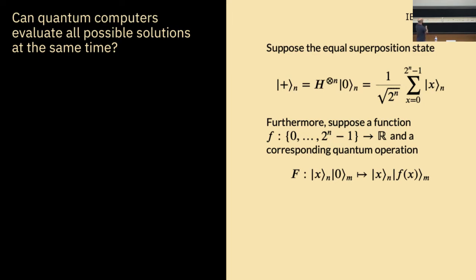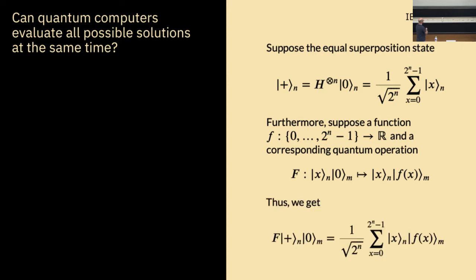Suppose we prepare an equal superposition state, so all possible basis states in superposition. And suppose we have such an operator that takes these 2 qubit registers, x0, and maps it to f of x for some function. Now, if we apply f to this equal superposition state, then we actually get to this. And then, to some extent, the quantum computer evaluated all options in parallel.